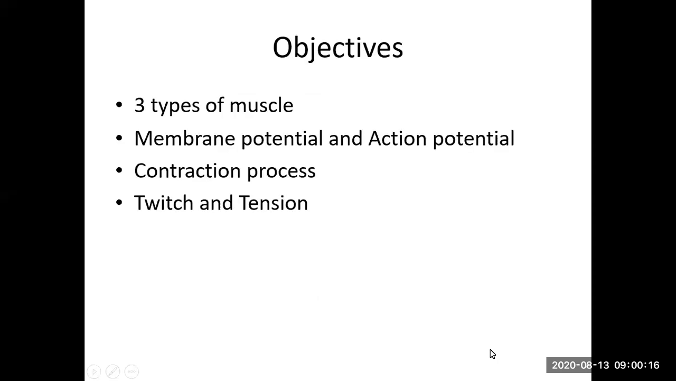So the objectives are that we will compare three muscles. I bet that you probably learned this already. So this is a very quick overview. Three types of muscle. And then we will talk about the muscle membrane potential and the action potential. And then we will talk about the contraction process of the muscle and how that contraction will induce the twitch and the tension of the muscle.